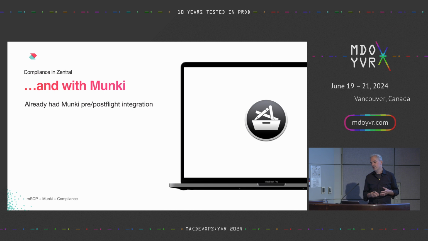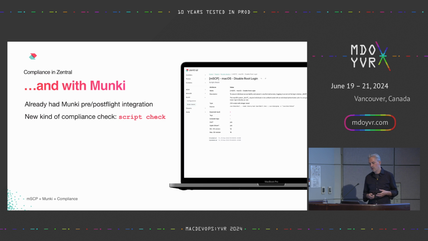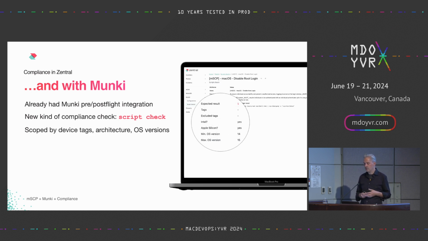Central already gathers Munki logs and inventory information using custom pre- and post-flight scripts. And we developed a new kind of compliance check in Central called the script check. So they are scoped with machine tags for inclusion and exclusion, and they can be also restricted for specific architectures, like Intel and ARM and OS versions.